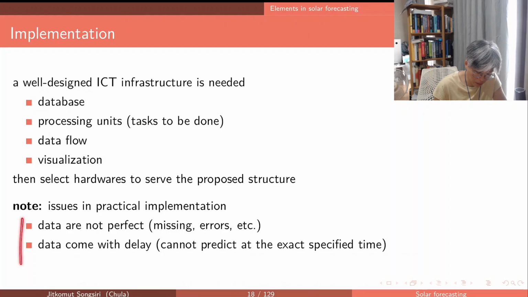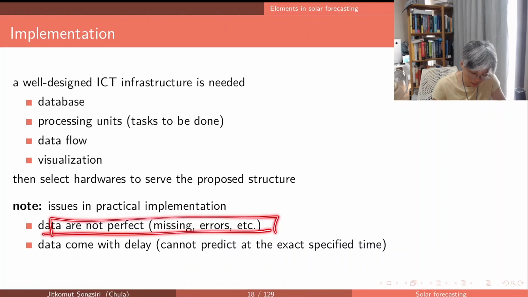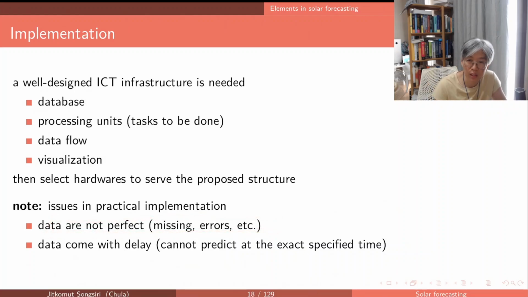I'll just sketch the first two that involve the data. The data are not perfect when you experience something in real time, right? This is going to be a realistic problem. You have missing data. Data come with a delay. So even though in the offline version of your study you say that you must acquire these variables at time t, in practice, they will come with a delay. Okay.